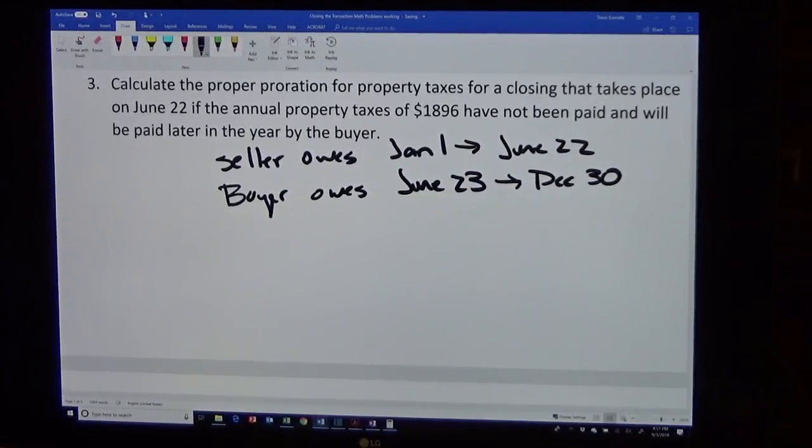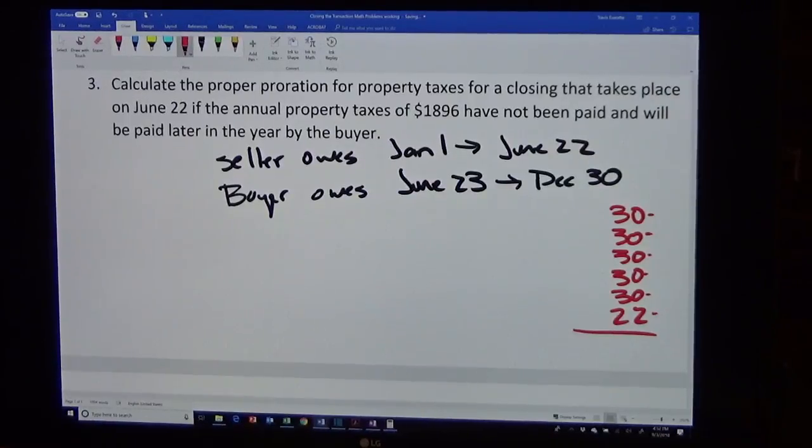Alright, so we want to look at the seller side first. We know the seller owes for all of January, that's 30 days, all of February, that's 30 days, all of March, that's 30 days, all of April, all of May, and 22 days in June. So just check to make sure you're correct. January, February, March, April, May, and June 22nd. So if we do that, I believe that's 172 days that the seller owes for.